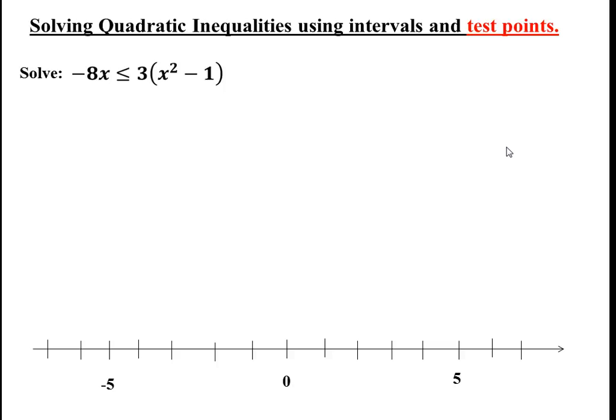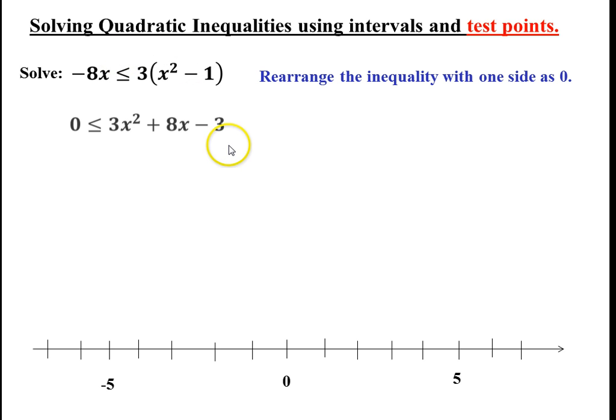I'm going to rearrange the inequality so that one side of this is equal to 0. So I'm going to expand this thing out, and then I'm going to add 8x to both sides. So 3x squared minus 3, and I'm going to also add the 8x to the right side. So 3x squared plus 8x minus 3, and the left side is 0. So 0 is less than or equal to that quadratic.